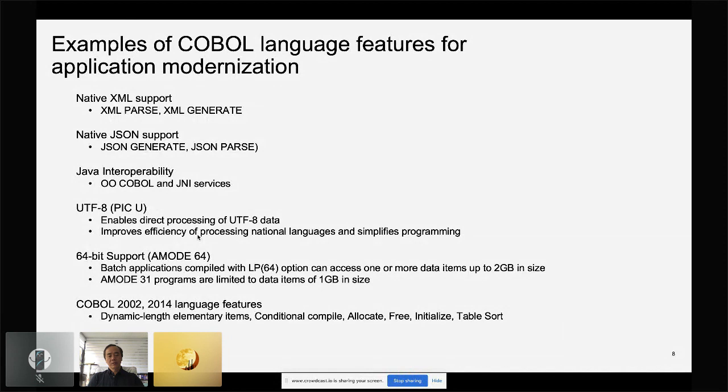We are also looking at implementing some COBOL 2002 and 2014 language features. Here's a list of examples of what we have done, like dynamic length elementary items, which is in 6.3, conditional compilation, which is in 6.2, allocate, free, initialize, table sort, and more. We choose these language items based on customer input, and customers either open up a request for enhancement, or from time to time we survey our customers and they help us prioritize this list, and we'll continue doing that.